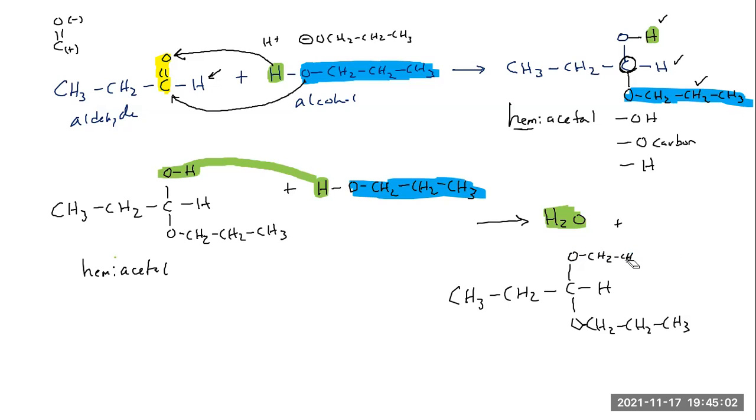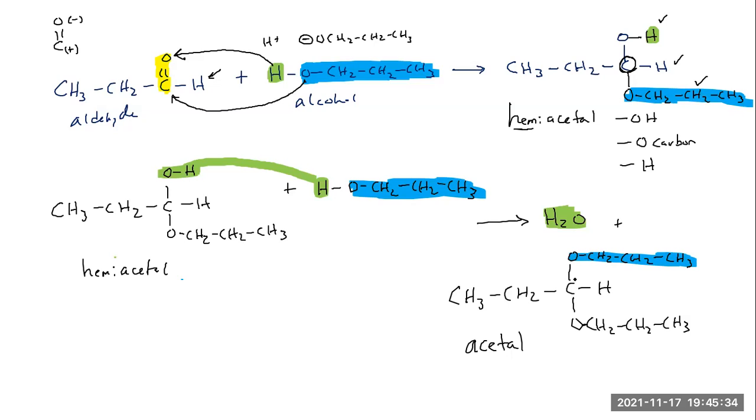Let me fix this up here, I kind of butchered writing it. Let's try this one more time. CH2, CH2, CH3. There we go. And highlighting right there. When we add two alcohols total to an aldehyde, we get what is now referred to as an acetal. So the hemiacetal has an OH group. The acetal does not have an OH group.